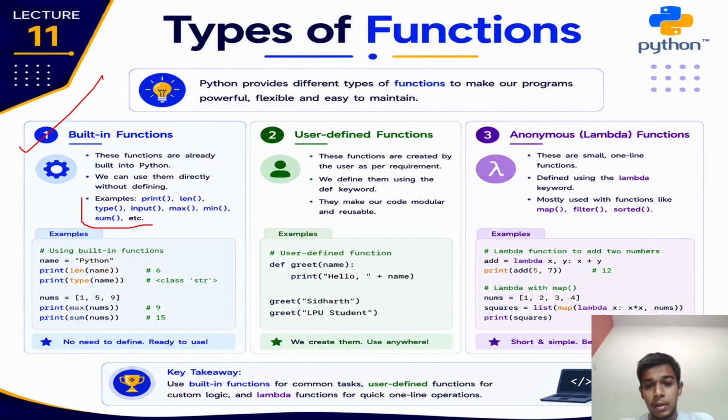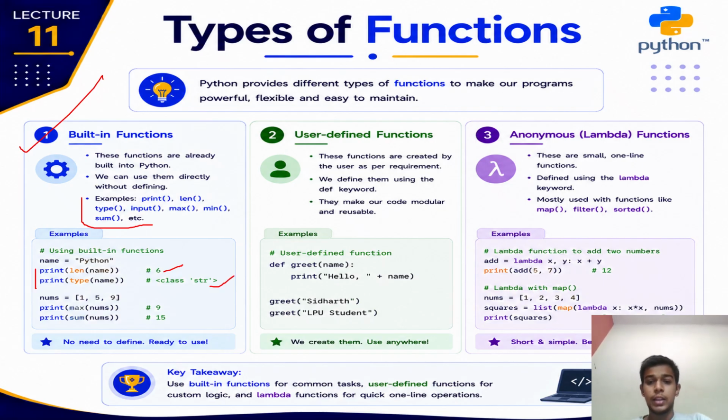Now look at the example given below. You can see here name is equal to Python. Now two functions are there, len(name) and type(name). The len function counts the number of characters in the string. Since the word Python contains 6 letters, 1, 2, 3, 4, 5, 6, the output will be 6. And the type function tells the data type of the variable. Since name is a string, it prints class str as output.